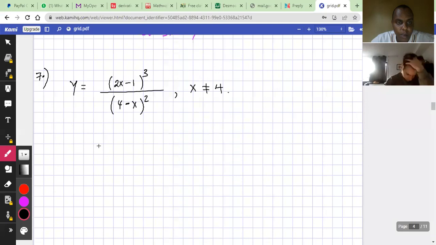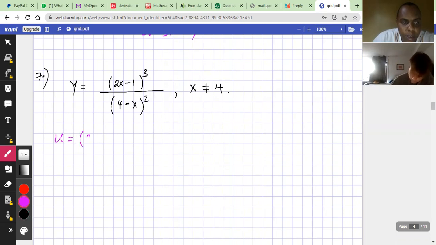So this is y equals that. It's possible to use the product rule for this question, and we can also use the quotient rule. Which one would you prefer? I think quotient rule. Okay, so we go with the quotient rule.